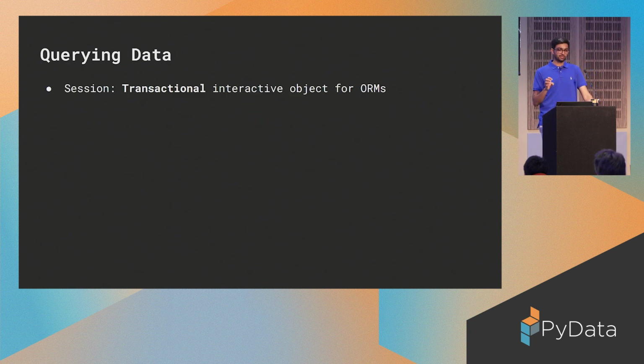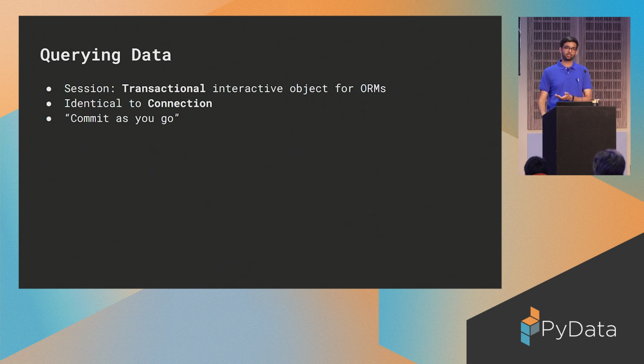So the session is the transactional interactive object for ORMs, and this is how we will interact with the database rather than the connection, because session is almost identical to connection and also uses connection in the background. And session uses the commit-as-you-go strategy, where we manually need to call .commit after every group of statements where we want to actually commit to the table.